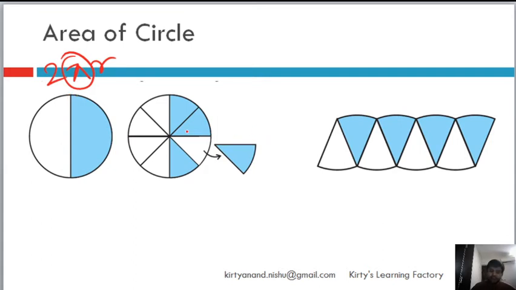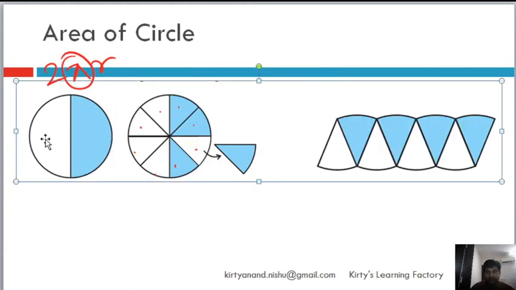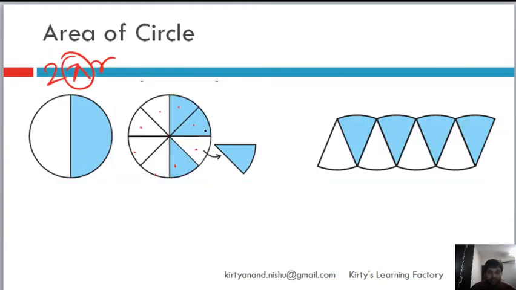a circle? Here what I have done is that I have cut the circle into 8 equal sectors. If you remember, this is a sector. So these are all sectors, right? These are all sectors, 8 equal sectors. Now I have arranged it like this. 4 sectors I have put like that, and then 4 sectors I have put after inverting it.